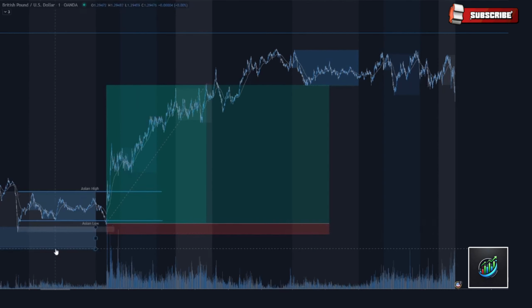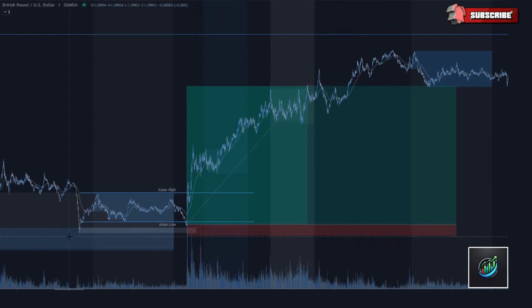Textbook sweep. Would have taken into consideration the equal lows and the extremities here. Of course, we had the extreme lows tapped into and the equal lows on the Asian session.